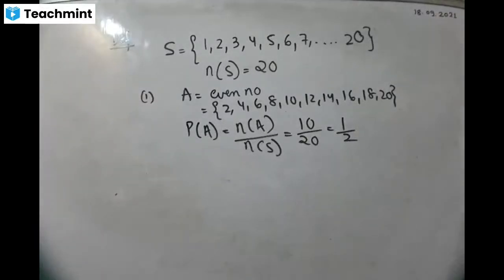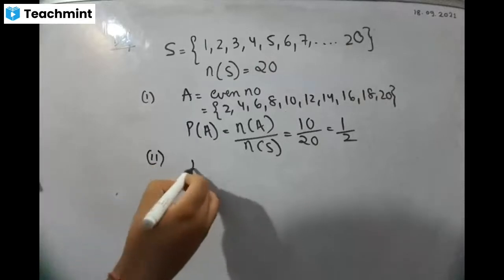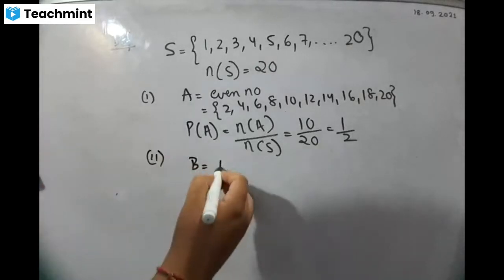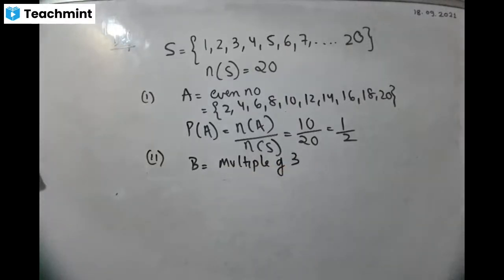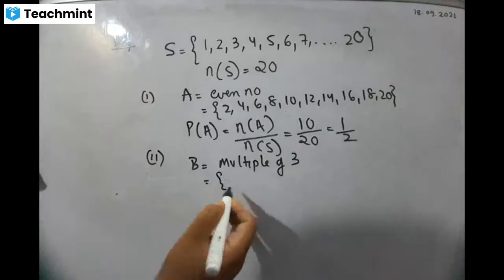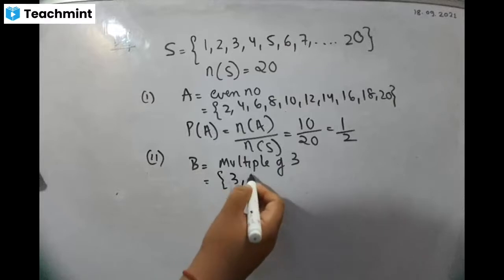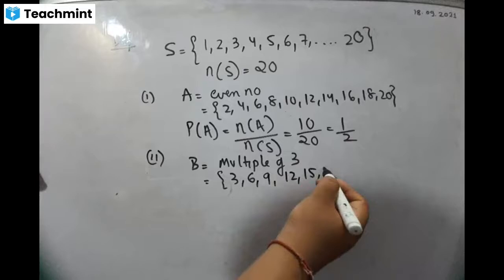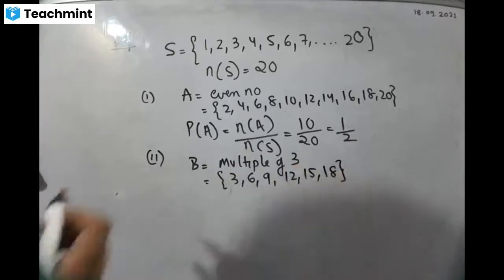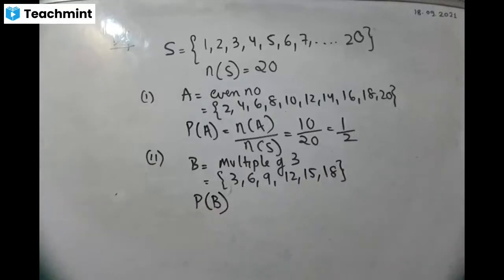So the probability of getting an even number is this. Now let me find out the probability that the number on the card is a multiple of 3. Can you tell me what numbers will be inside the set B? Multiple of 3 means what? 3 ones are 3, 3 twos are 6, 3 threes are 9, 3 fours are 12, 3 fives are 15, 3 sixes are 18, 3 sevens are 21. 21 is not there. So what is the probability that when you draw a card from the bag, that card is a multiple of 3?